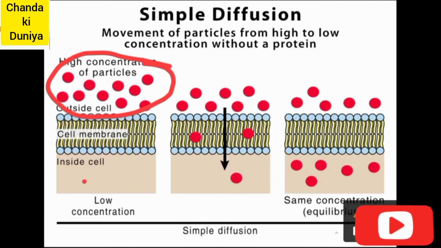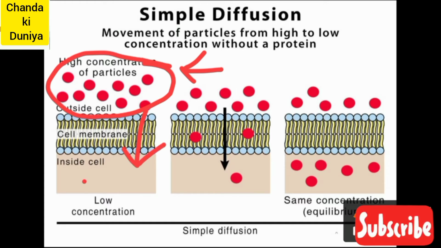We have learned the definition of diffusion, that it is the movement of particles from the higher concentration to the lower concentration. So this is the higher concentration. Outside there is a higher concentration of the molecules. So molecules will move from the higher concentration towards the lower concentration. In this way molecules will cross the cell membrane and move to the inner side of the cell. Look at picture number 2. One molecule enters the cell.